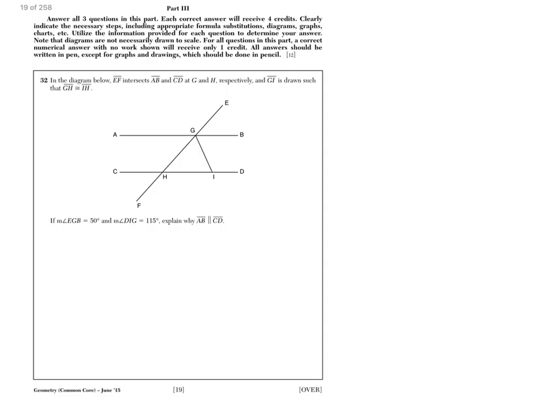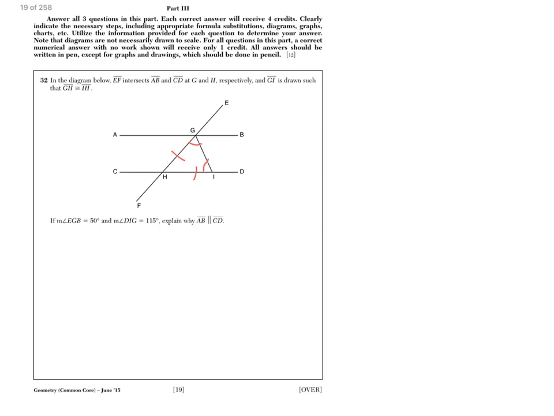So number 32 says, in the diagram below, EF intersects AB and CD at G and H respectively, and GI is drawn such that GH is congruent to IH. Okay, looks like we have an isosceles triangle, and as a result, the angles opposite the congruent sides designate congruent angles.